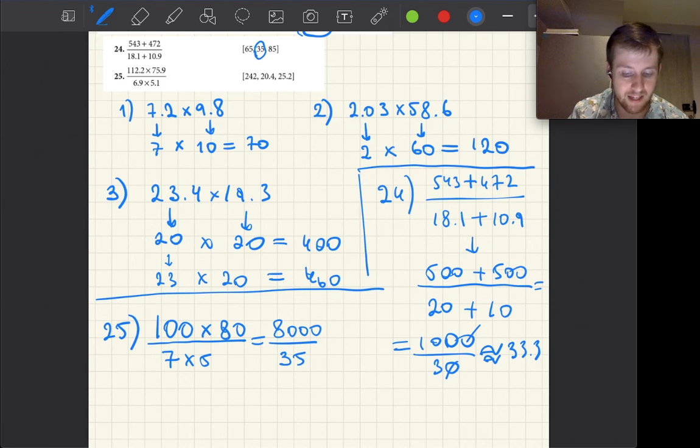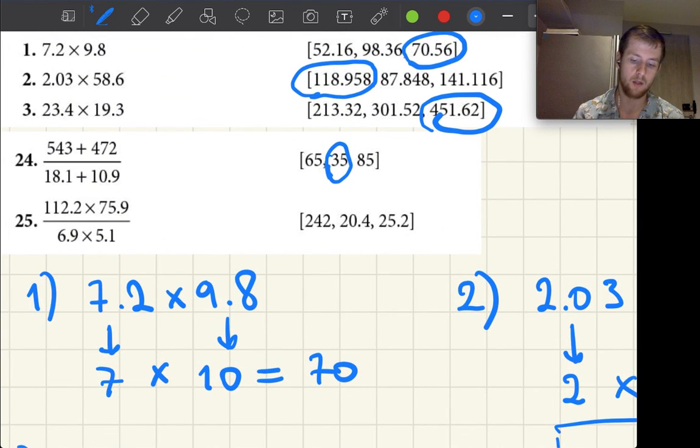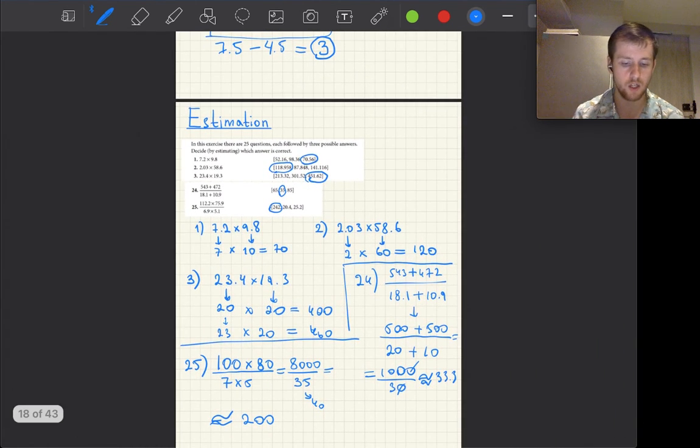You could estimate it even further. We could say that 35 is kind of close to 40. So 8,000 divided by 40 should be somewhere around 200. And if you look at our options, only one of them is remotely close. It's 242. So this should be your answer. Again, try to make it quick. Do not spend too much time on estimation.